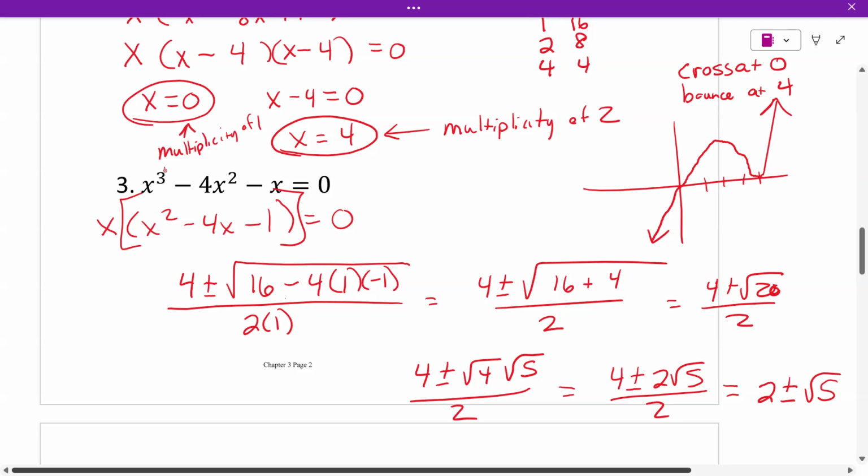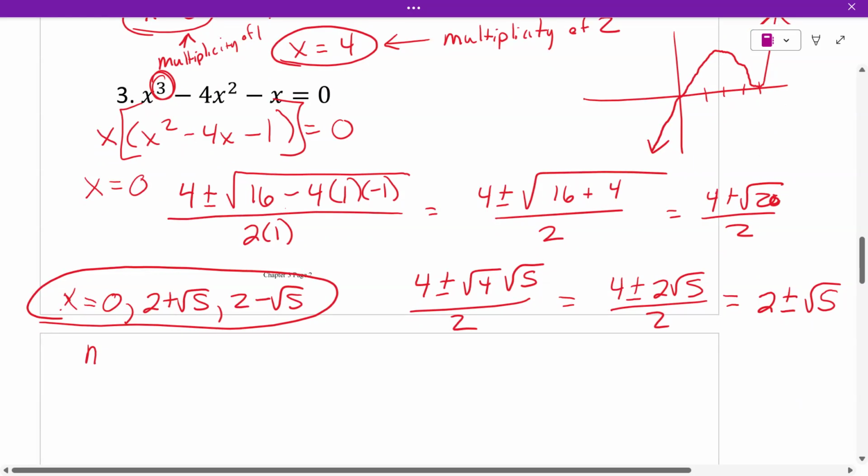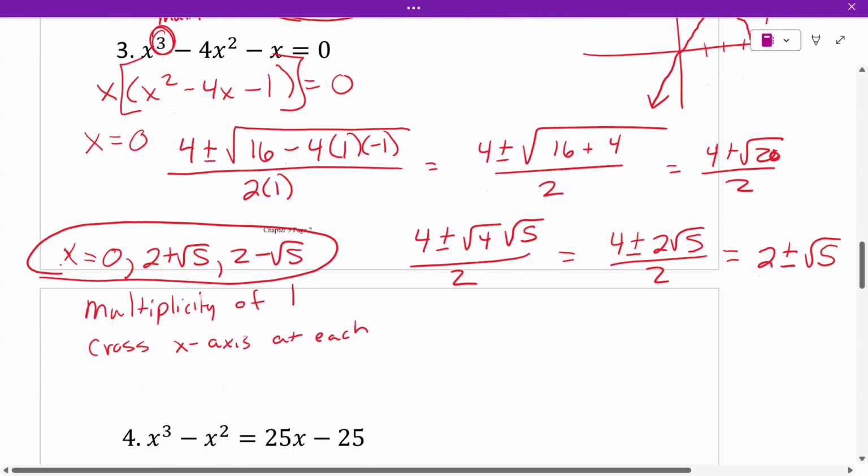Okay? So how many answers am I supposed to have? 3. Now one of my answers is going to be x equals 0 because that's on the outside. So my answers are x equals 0, 2 plus the square root of 5, and 2 minus the square root of 5. Those are my 3 answers. Now, they all have a multiplicity of what? Of 1. So it'll cross the x-axis at each of them.